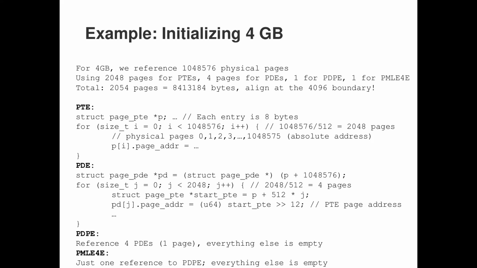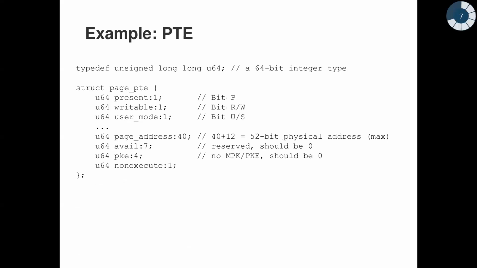Remember that at each level we have 512 entries, 2 to the power of 9. So this 1 million is basically 2 to the power of 20. 2 to the power of 20 divided by 2 to the power of 9 is 2 to the power of 11, and 2 to the power of 11 is 2048. So that means we have 2048 pages at the second level.